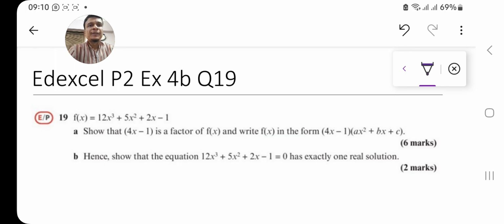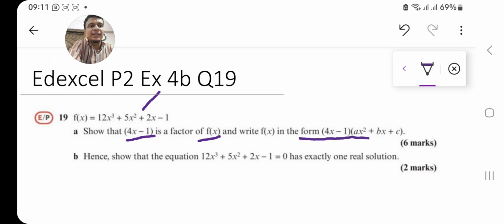We are doing chapter 4 at Excel paper P2, exercise 4B, question number 19. This is the same case as part A, which we did in question number 18 of exercise 4B. Right now you are given this cubic equation, f of x equals 12x cube plus 5x square plus 2x minus 1. Show that 4x minus 1 is a factor of f of x, and write f of x in the form of a linear and quadratic equation.